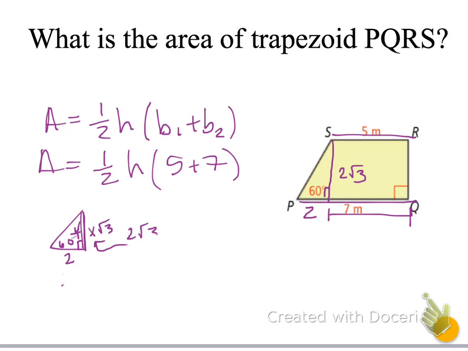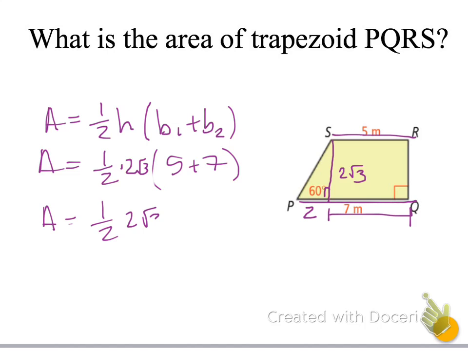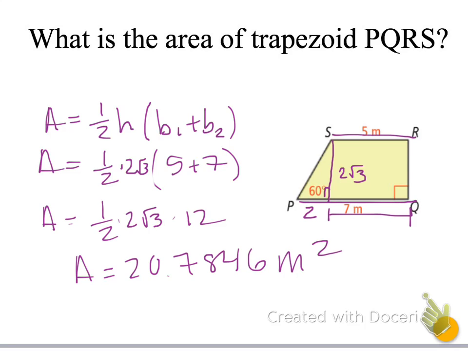I'm going to erase all this so that I can replace my height here with 2 square root of 3. So I'm going to type all of that in my calculator. So 0.5 times 2 square root of 3 times my 5 plus 7. So 5 plus 7 here is 12. So my A is going to equal 20.7846 meters squared.